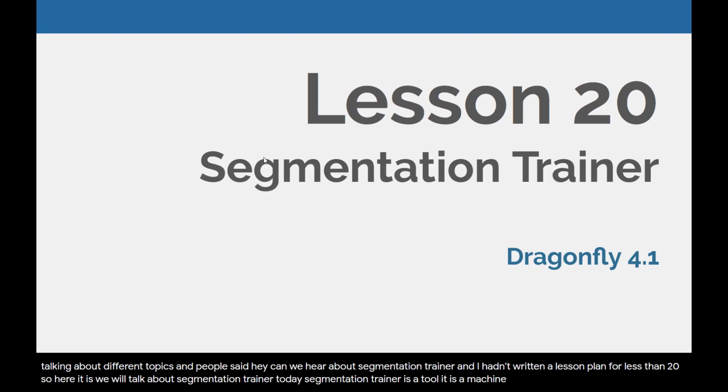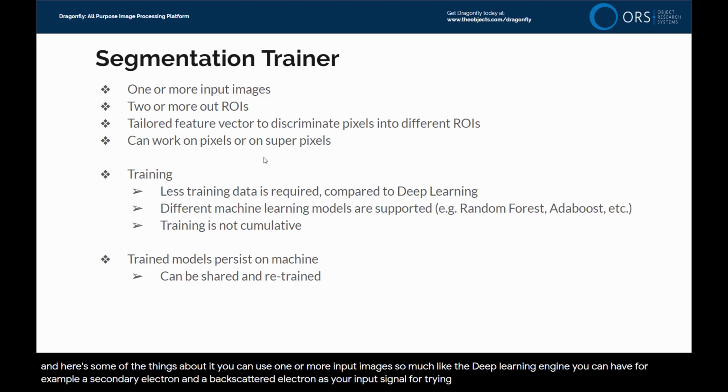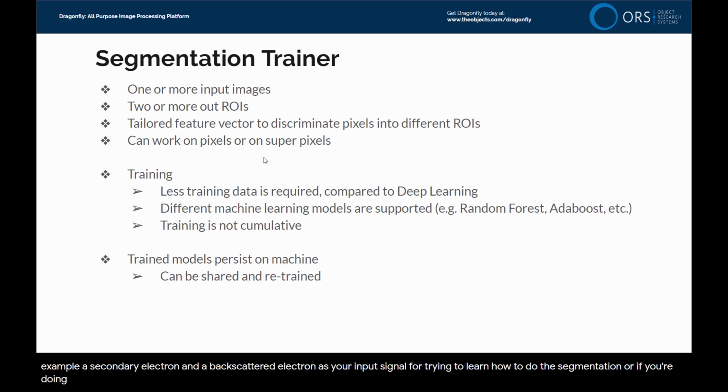It is a machine learning tool for image segmentation, and here's some of the things about it. You can use one or more input images. So much like the deep learning engine, you can have, for example, a secondary electron and a backscatter electron as your input signal for trying to learn how to do the segmentation. Or if you're doing X-ray CT, you may have a low energy scan and a high energy scan if you're doing dual energy.